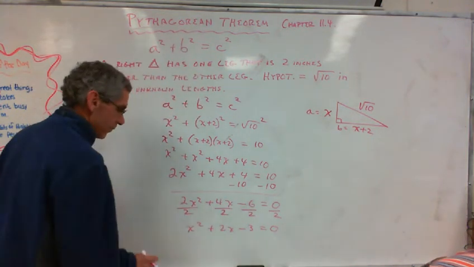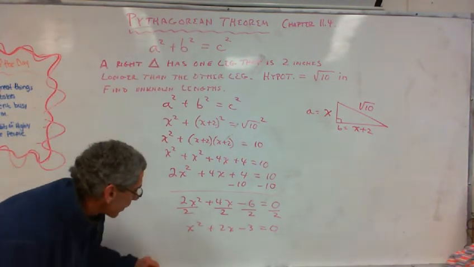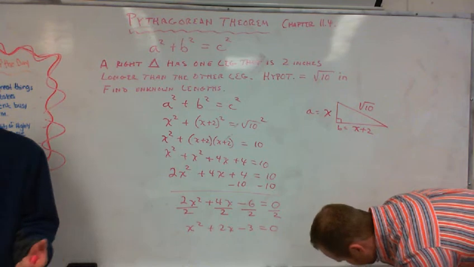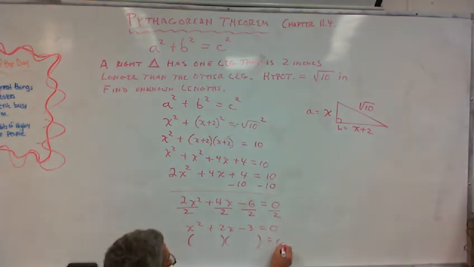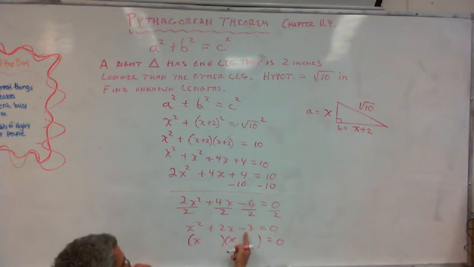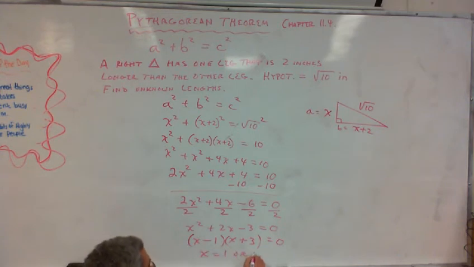Okay, alright, so we got x squared plus 2x minus 3 equals 0. We've got x, and we've got factors of negative 3 which add to 2. 3 and 1, negative 1 and positive 3. Yes, negative 1 and positive 3. Therefore, x is either equal to 1 or negative 3.